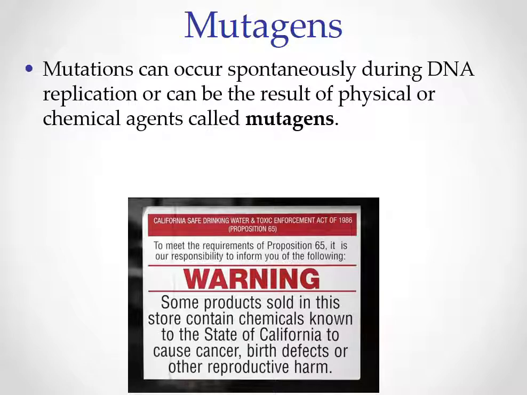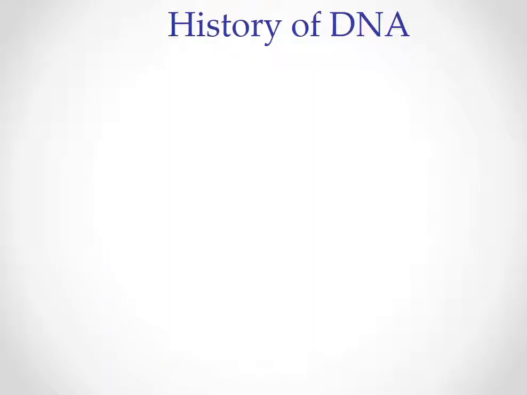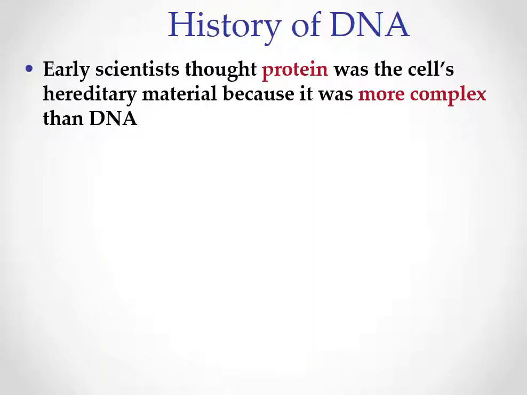Okay, a mutagen basically causes some kind of, this could be either a physical or a chemical agent. This actually causes mutation. So you might see this warning sign. This includes UV light, UV rays, X-rays, asbestos, and more. Okay, so let's look at the history.